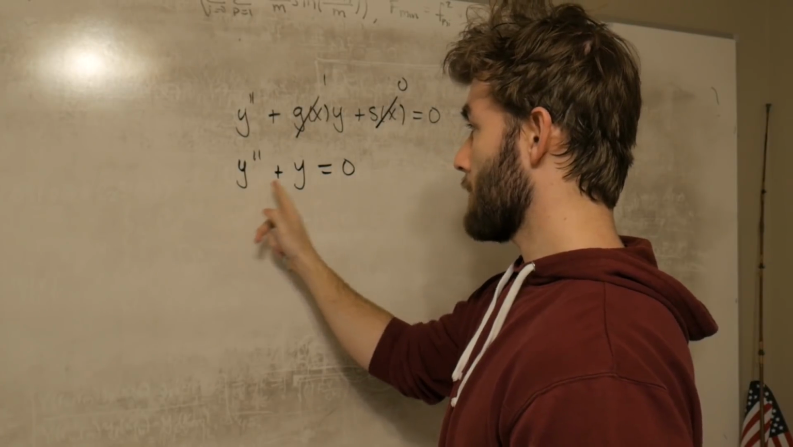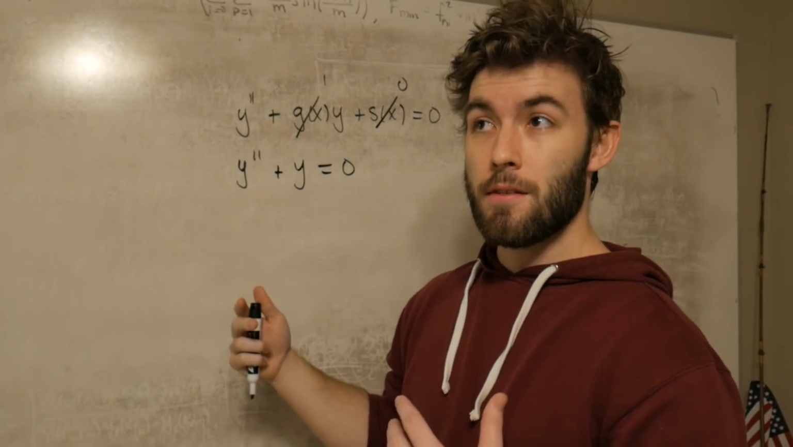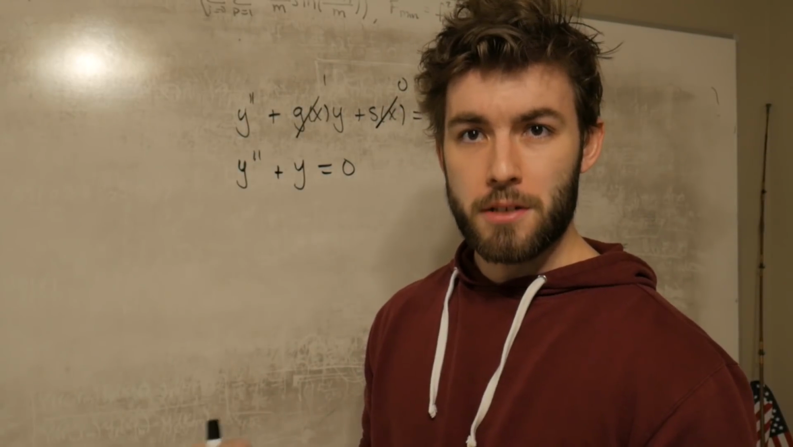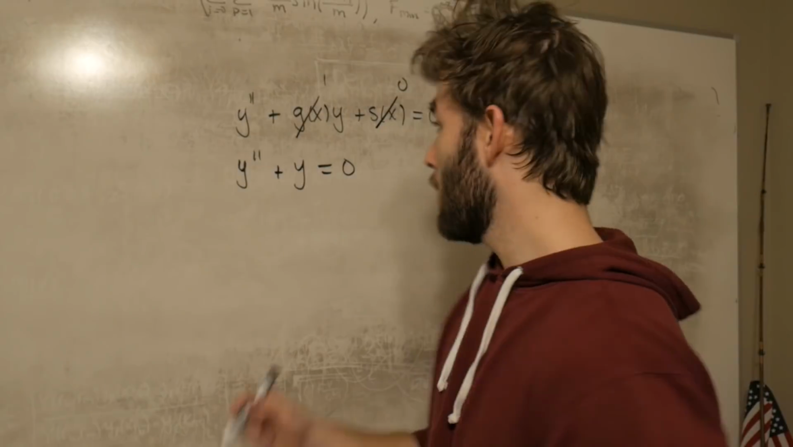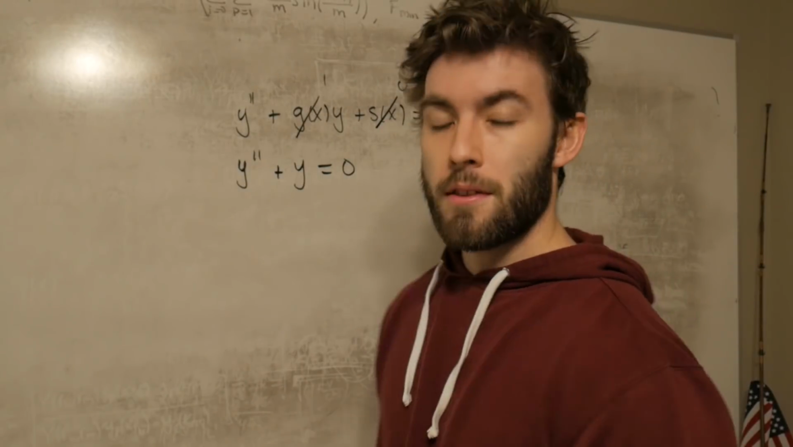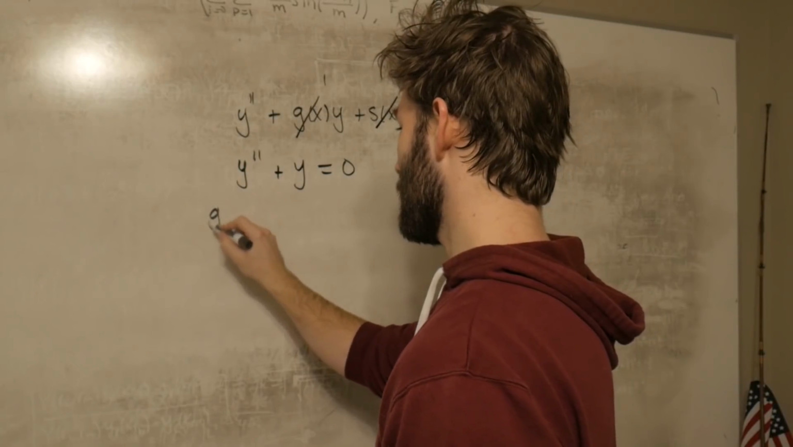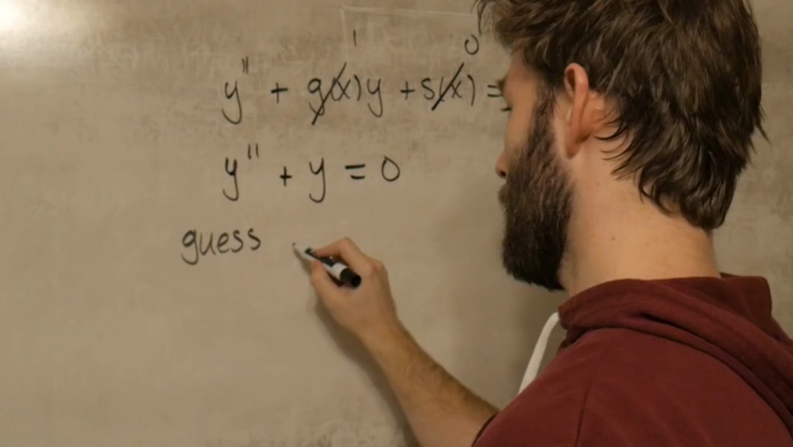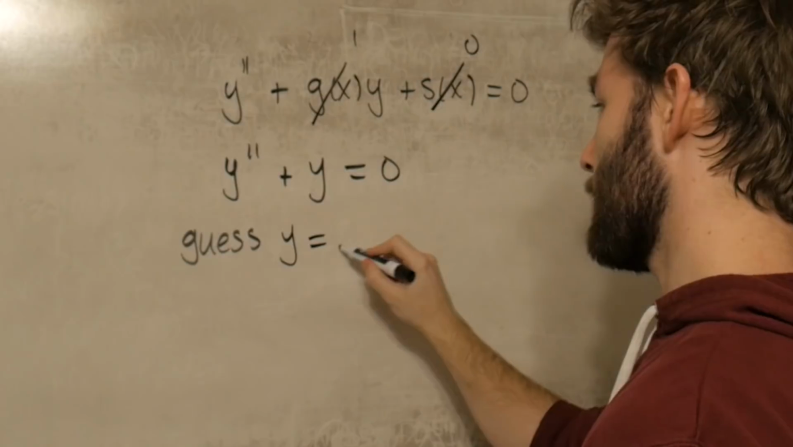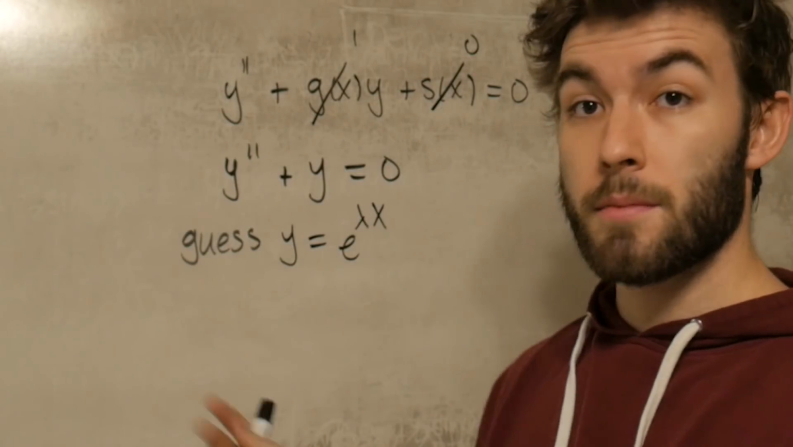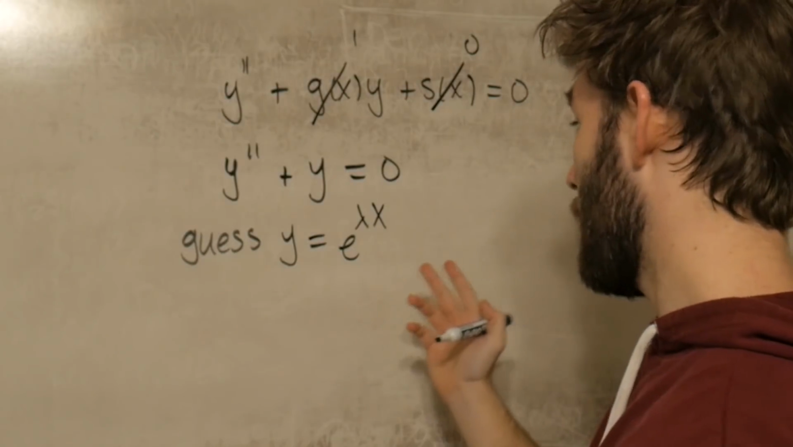Second derivative of something plus the function we're interested in equals 0. We might as well just solve this differential equation real quick just to show what we're looking for. So the standard method for solving this is called the characteristic equation, and what you do is you guess. You guess that your function is of this form. y is equal to e to some scaling factor lambda times x.